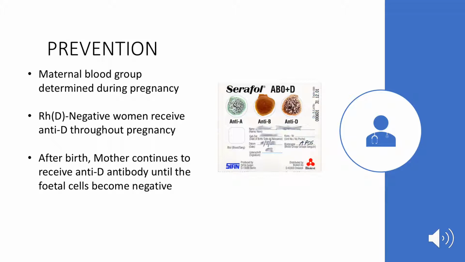So around 15% of women will be negative, and these women will receive anti-D treatment throughout their pregnancy multiple times, and it's usually through an intramuscular injection. And then after birth, the mother will continue to receive this antibody to prevent her from producing antibodies against the baby until the fetal cells themselves become negative.